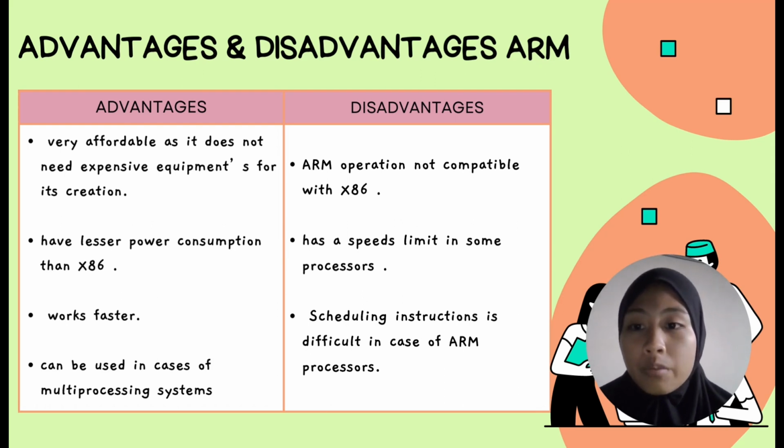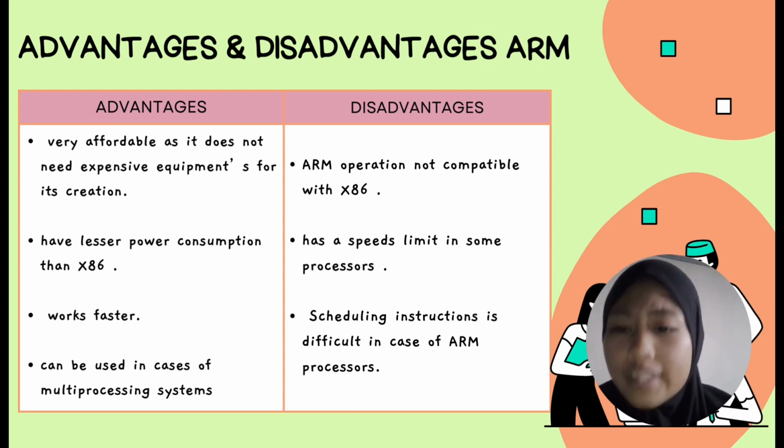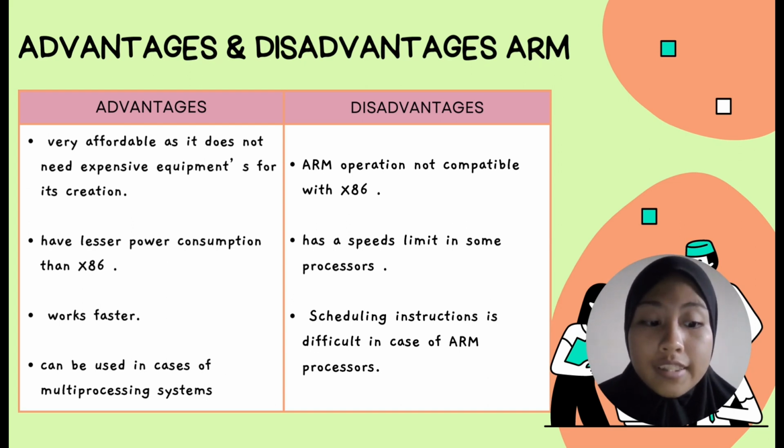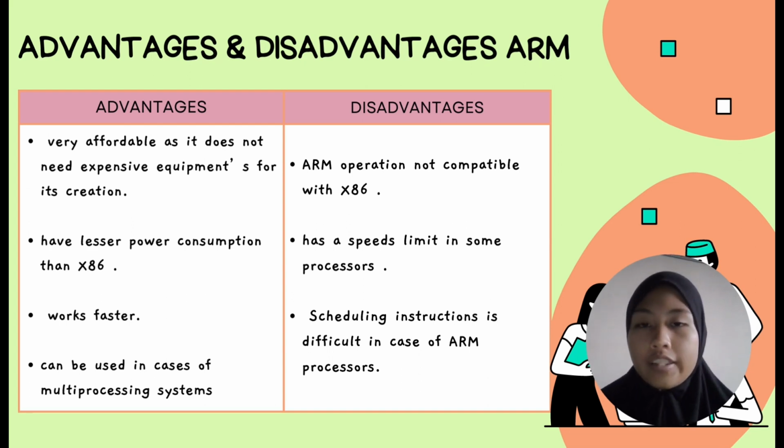So today I want to present about the advantages and disadvantages of ARM. For the advantages, the first one is that it is very affordable, as it does not need expensive equipment for its creation. When compared to other processors, it is created at a much lesser price. This is why they are used for making low-cost mobile phones and other electronic devices.